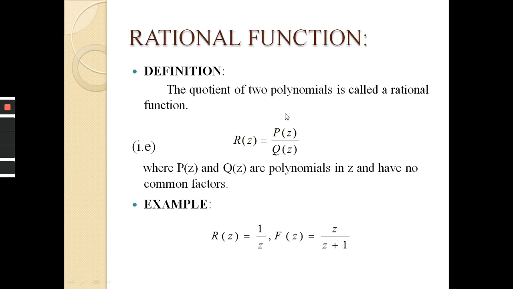Rational function. The quotient of two polynomials is called a rational function. R of z equal to p of z by q of z, where p of z and q of z are polynomials in z and have no common factors. Example for rational function: R of z equal to 1 by z, f of z equal to z by z plus 1.